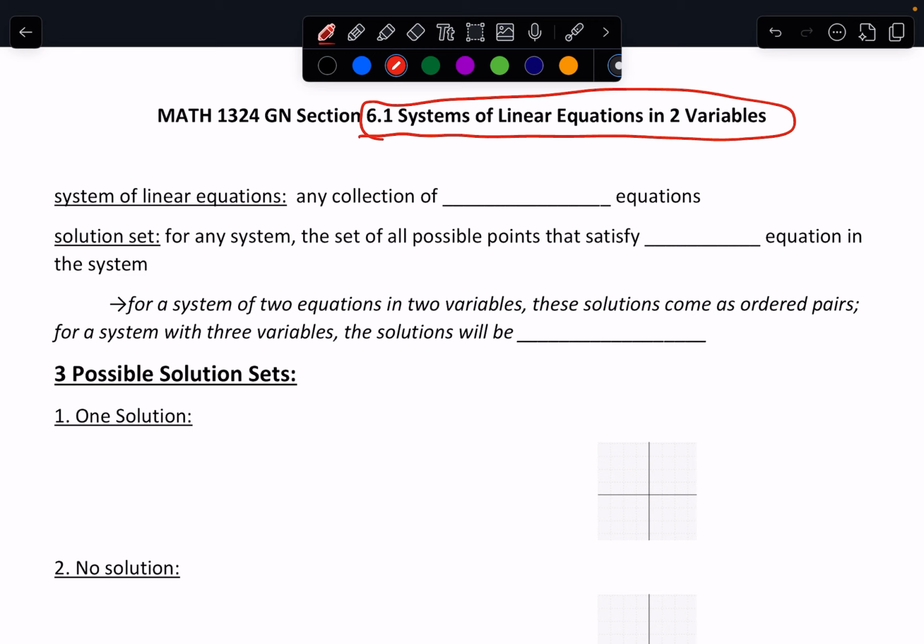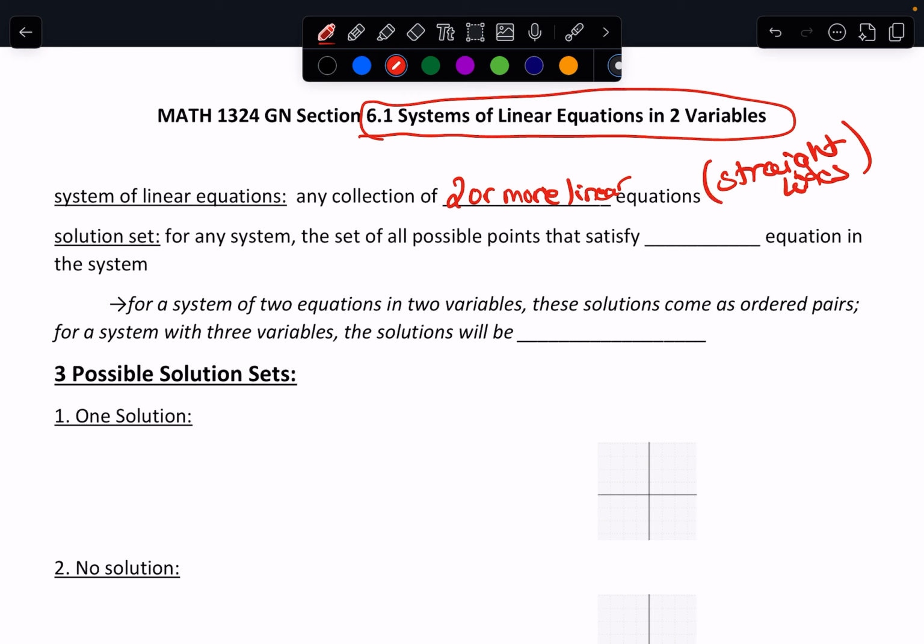So, a system of linear equations is any collection of two or more linear equations. Again, linear means straight lines. It has that word line in it.